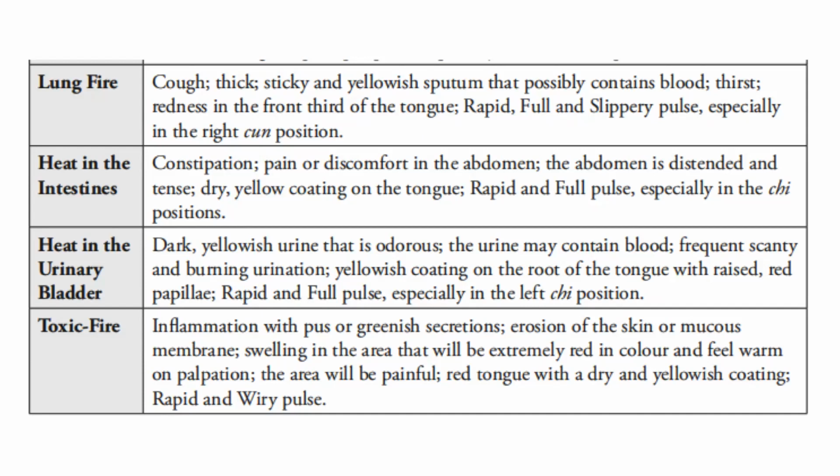If there is toxic fire, there will be inflammation with pus or greenish secretions, erosion of the skin or mucous membrane, a swelling in the area that will be extremely red in color and feel warm on palpation. The area will be painful. There will be a red tongue with a dry yellowish coating and a rapid and wiry pulse.